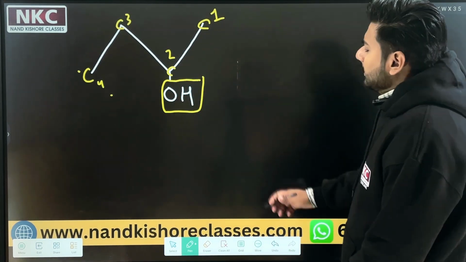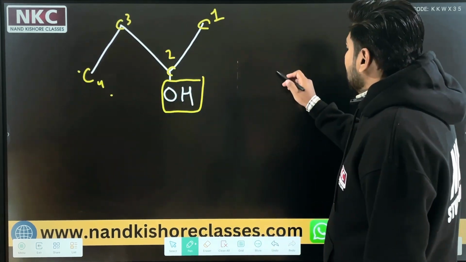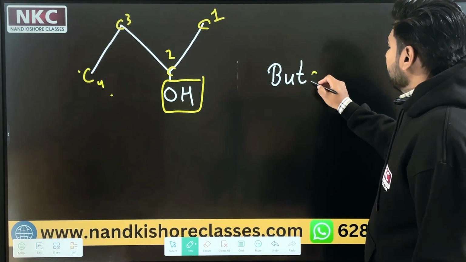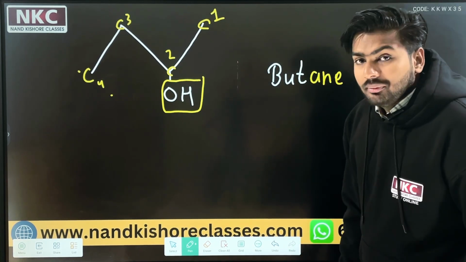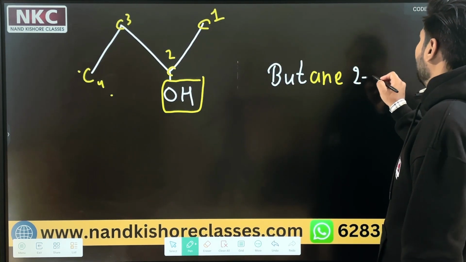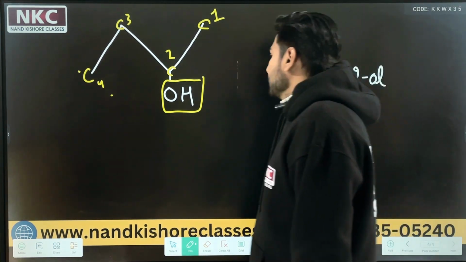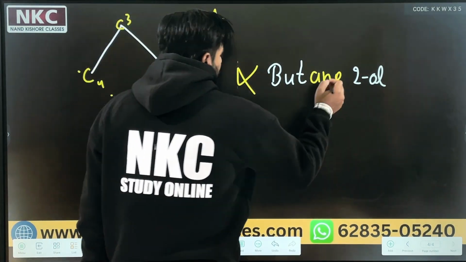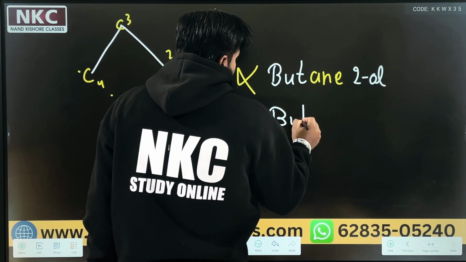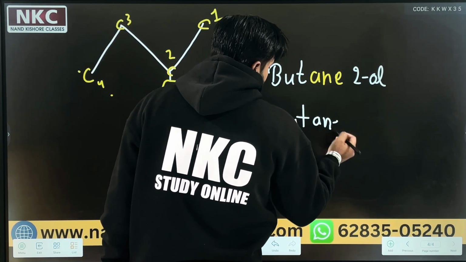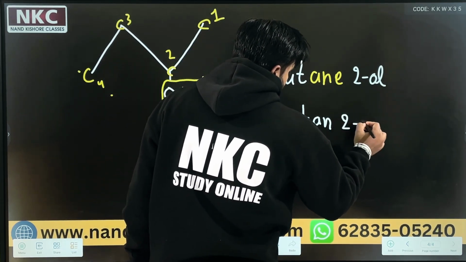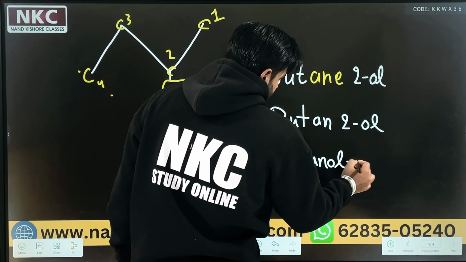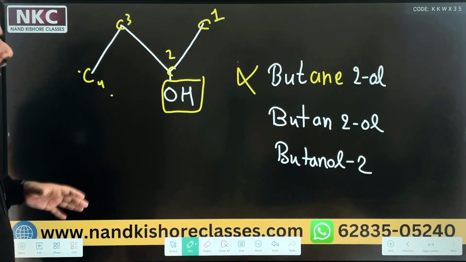Clear? Okay, so here are 4 carbon atoms. So we use but as the root word, then ane, because all bonds are single bonds, and 2-ol we can write. But this is not correct, dear. Whenever 2 vowels come together, we remove the previous vowel, the e. So we'll write butane-2-ol, or you can write butanol-2. Clear, guys? So this is how you have to number.